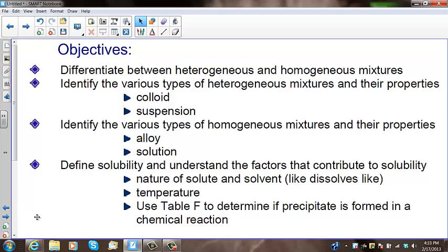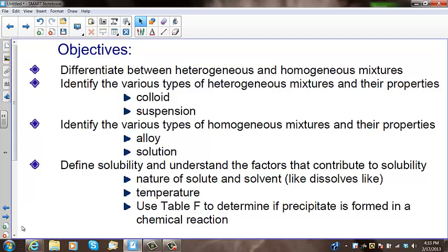Today we will review, because you already should know, the difference between a heterogeneous and homogeneous mixture. We are going to talk about various types of heterogeneous mixtures and their properties, including colloids and suspensions, and identify the various types of homogeneous mixtures and their properties, including alloys and solutions. We are going to define solubility and understand the factors that contribute to solubility.